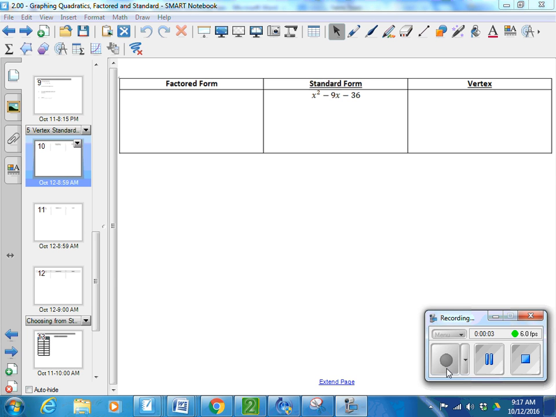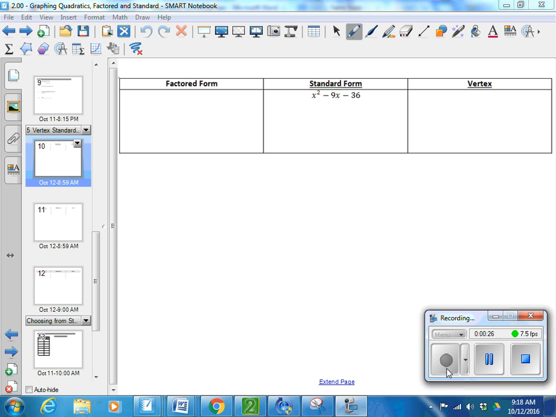Okay, we're going to attempt to find the vertex given the equation in standard form. We're used to finding it from factored form, but what we're going to do is find the vertex using standard form, and then we'll check ourselves with the factored form. So the first thing you want to do is make sure you identify all of your coefficients.